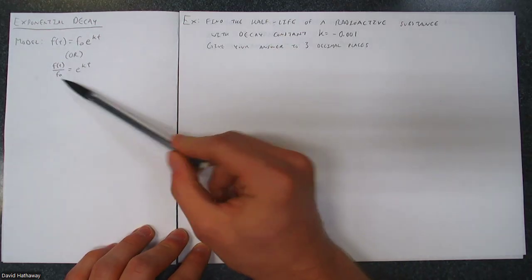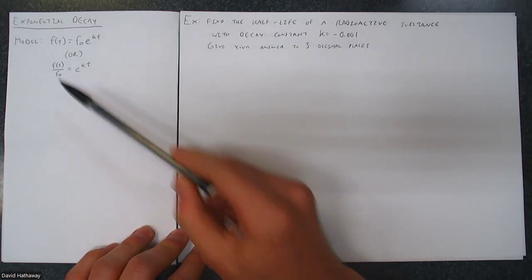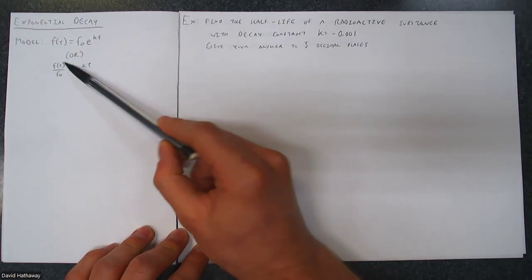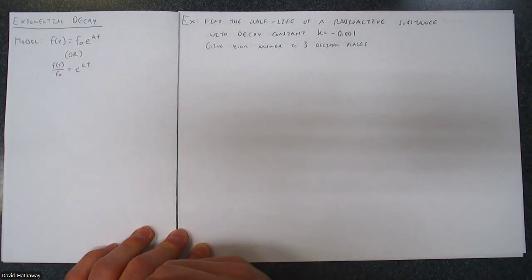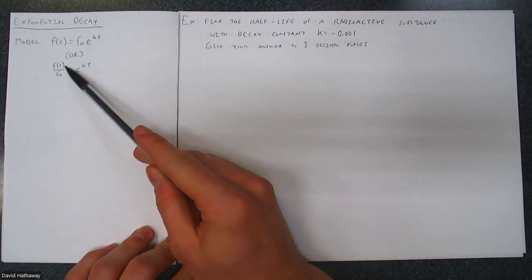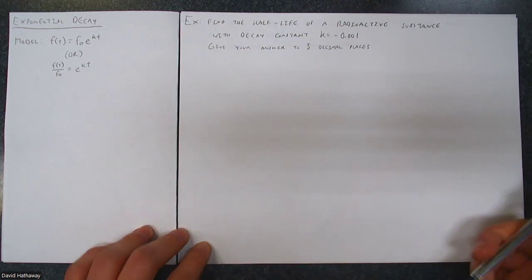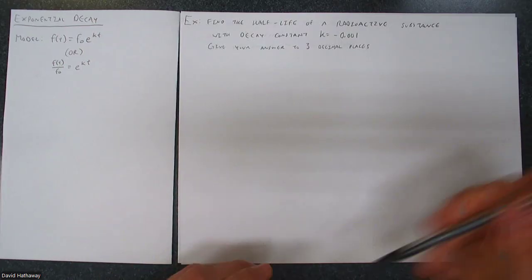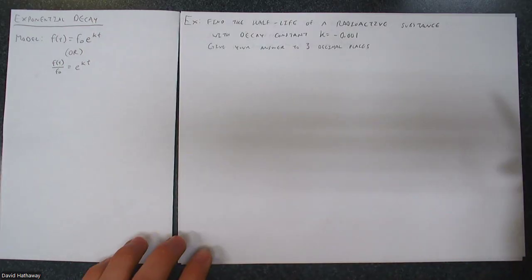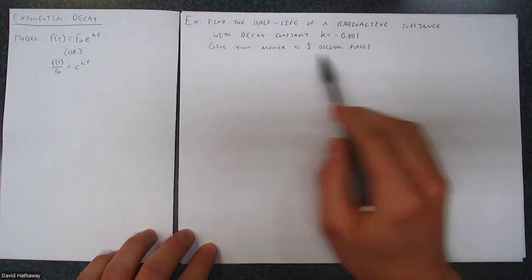We can also look at this model in this form where we divide both sides by f naught, and this gives us the fraction of what's remaining after t time. This format will be useful, especially as we look at half-life. So let's tackle that. Find the half-life of a radioactive substance with decay constant k equal to negative 0.001. Give your answer to 3 decimal places. Always be mindful of that.